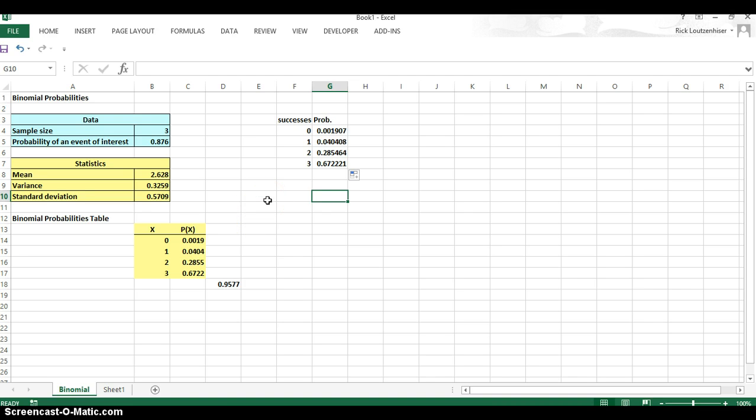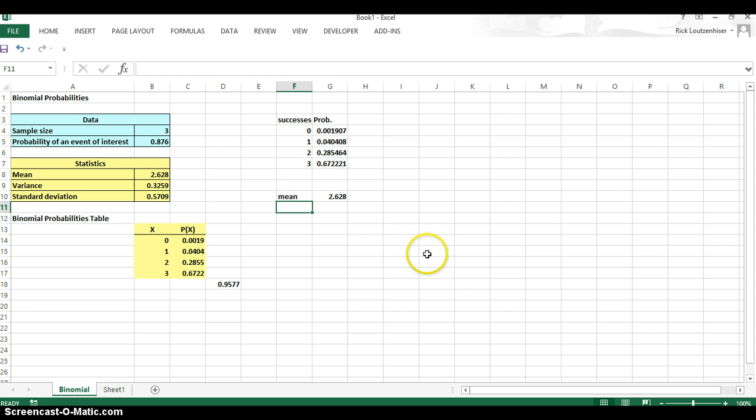One thing that I don't get, and have to make an extra calculation on, is the mean and the standard deviation. But to do that I just need to look at the formulas on page 200. The formula for the mean is the number of trials times the probability. The number of trials is 3, and the probability is 0.876. Whoops, I didn't type that in right, so forgive me for that. 0.876, enter, and I get 2.628 for the mean, which you see matches up right there.